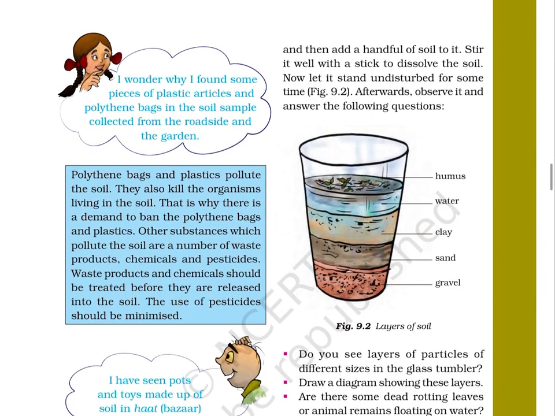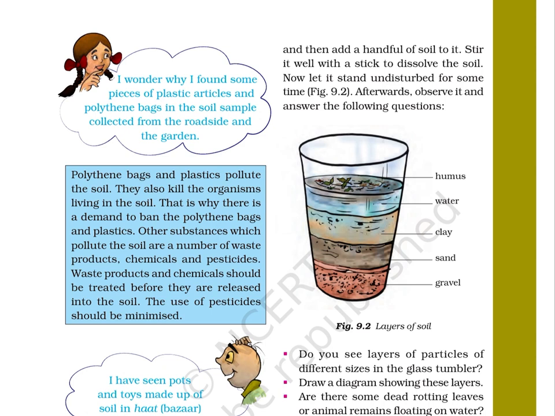Page 97. There's a thought bubble given here. A picture of Paheli is next to it. I wonder why I found some pieces of plastic articles and polythene bags in the soil sample collected from the roadside and the garden. Polythene bags and plastics pollute the soil. They also kill the organisms living in the soil. That is why there is a demand to ban the polythene bags and plastics.